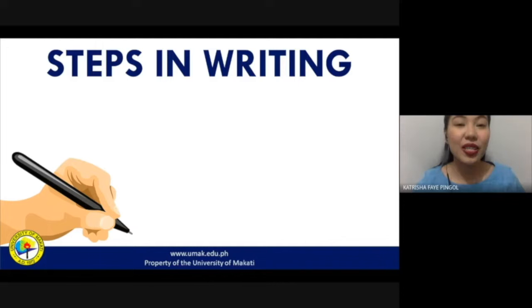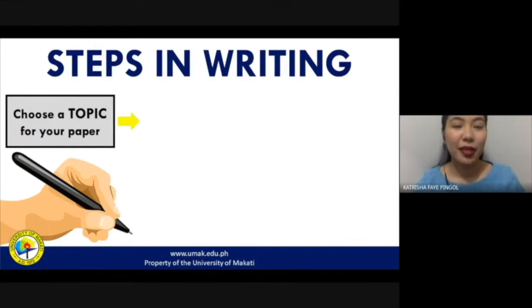Next, let's discuss the different steps in writing a position paper. The first step, obviously, is to choose a topic for your position paper. Like what I have mentioned earlier, more often than not, writers of position papers would select a topic that is controversial in nature. It is something that is well talked about in the society or in the context wherein the writer is writing.